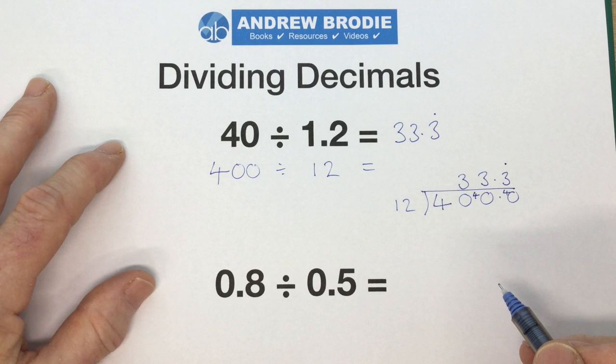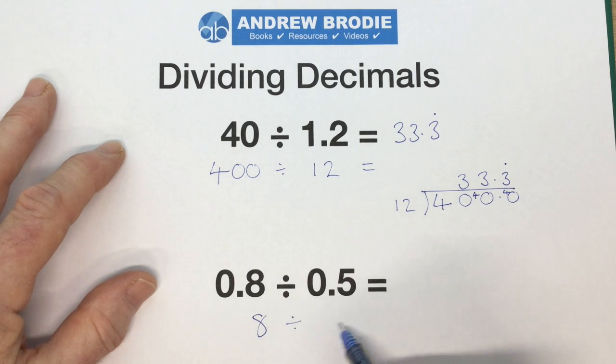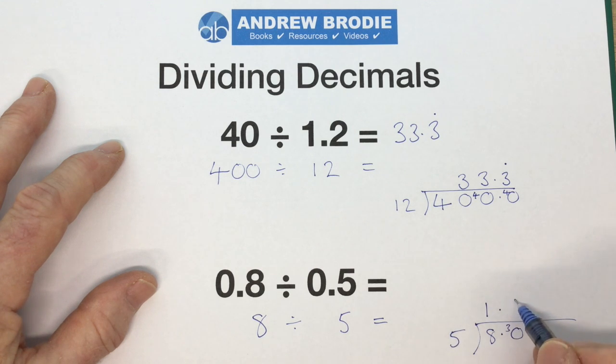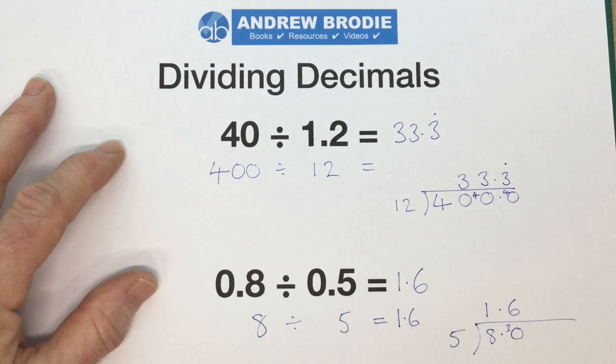0.8 divided by 0.5. Multiply both by 10, so we've got 8 divided by 5. So over here, 8 divided by 5. 5 into 8 goes once with 3 left over. 5 into 30 goes 6 times. So the answer to that question is 1.6, which means the answer to that one is 1.6.